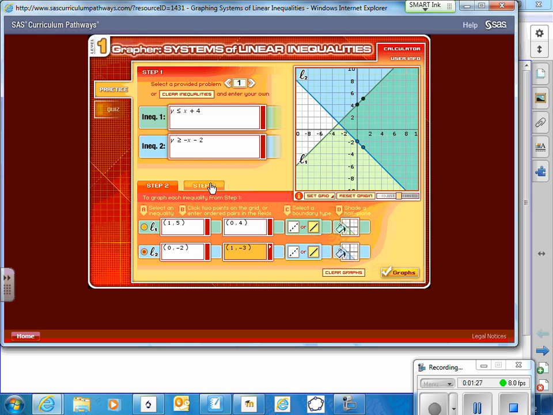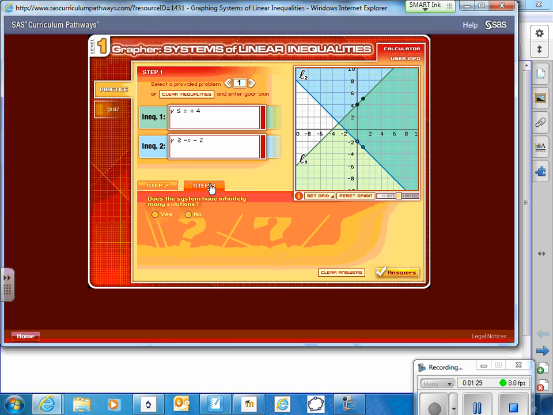So step 3 is going to ask us, does the system have infinitely many solutions? That means, are there an infinite number of points in this turquoise region? The answer is yes, because we don't even have to limit ourselves to whole numbers. I mean, the grid points are easy ones to talk about, but there are lots of points in between whole numbers.